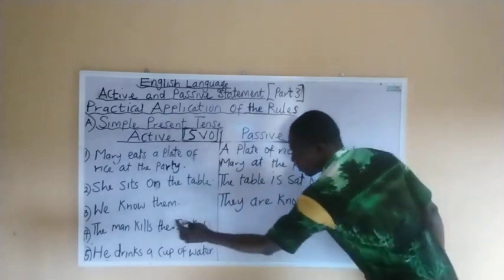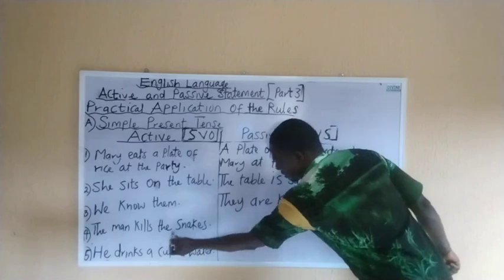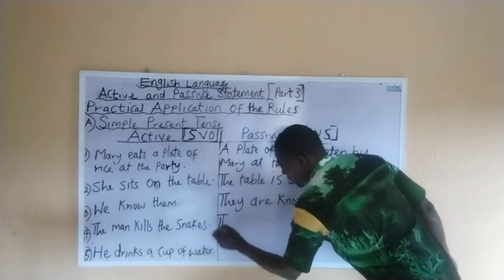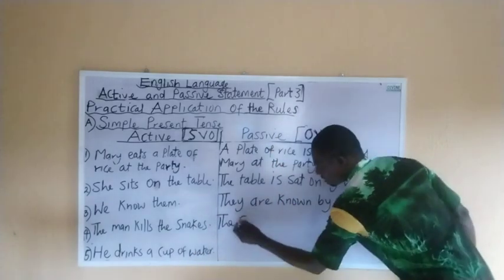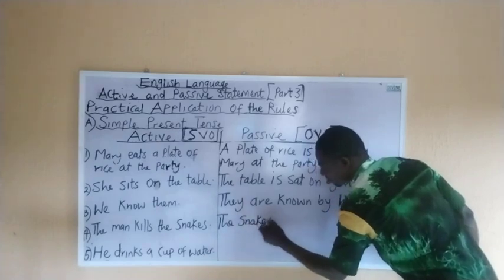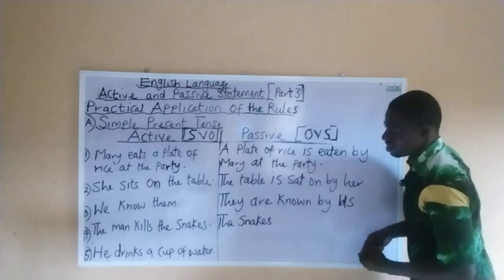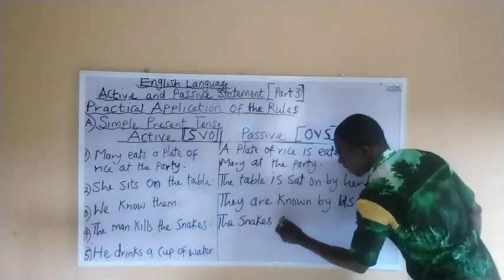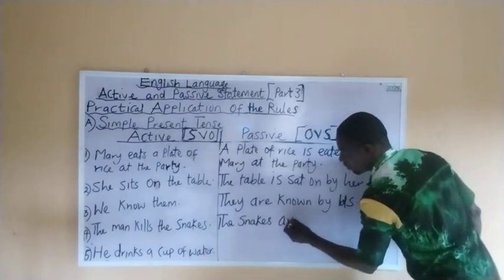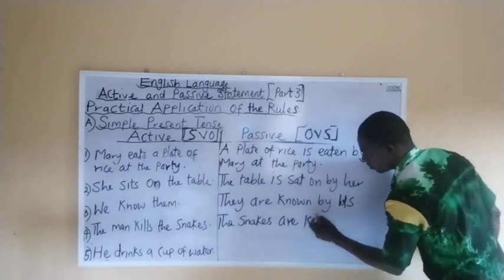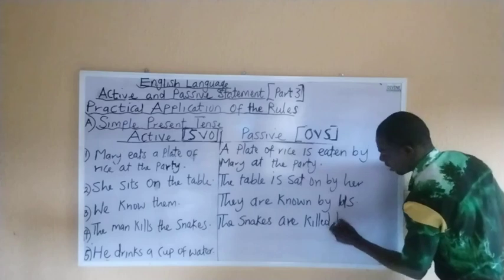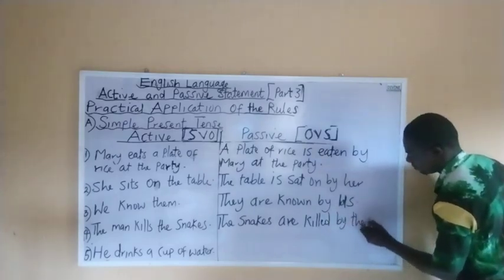Number 4. The man kills the snake. Snake is the plural form. So we have the snakes, we begin with the object. The snakes are, maintaining the verb, are killed by the man.